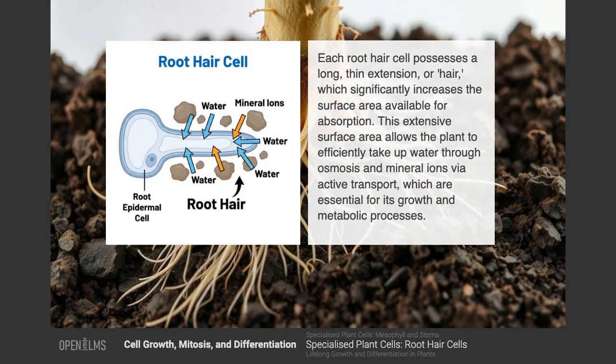Each root hair cell possesses a long, thin extension, or hair, which significantly increases the surface area available for absorption. This extensive surface area allows the plant to efficiently take up water through osmosis and mineral ions via active transport, which are essential for its growth and metabolic processes.